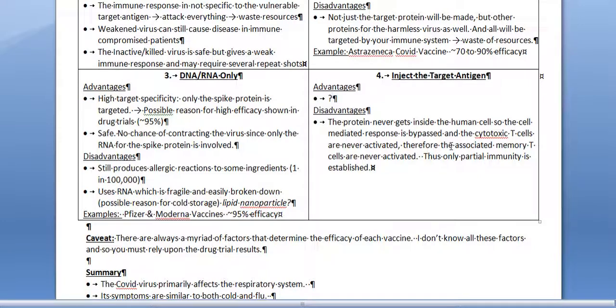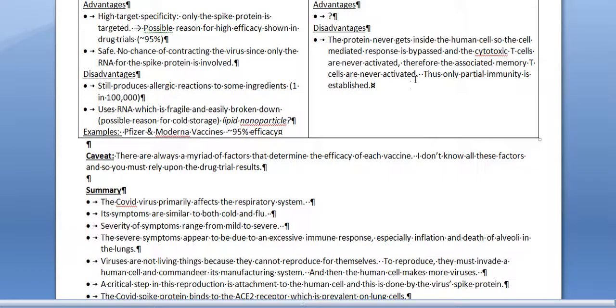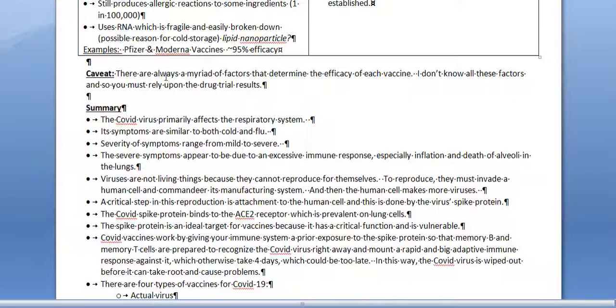Therefore, the associated memory T cells are never activated. You only get a partial immunity established then, so this is less effective. And I give a caveat here: I'm not an expert. There are always a myriad of other factors that determine the efficacy of each vaccine, and I don't know these.